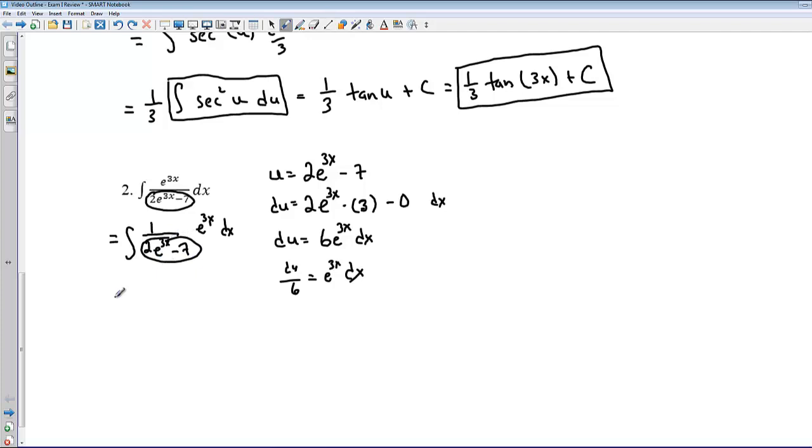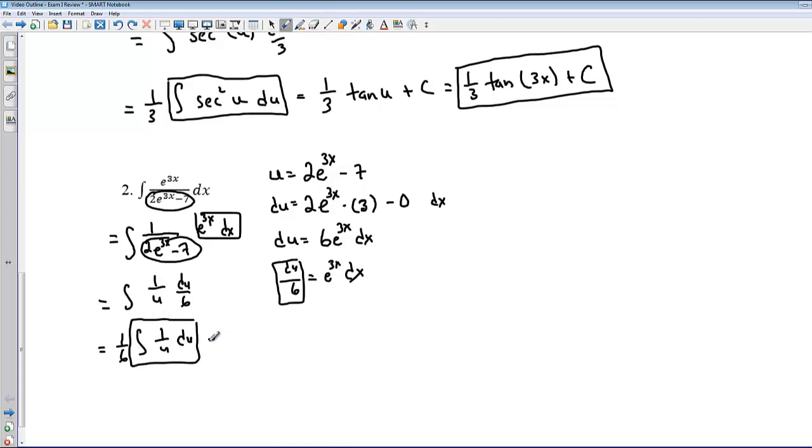So the idea is if you just flip that over on the other side, I have the integral of 1 over u. And then this is really my du divided by 6. So if I flip that over, on the other side, you really have du divided by 6. And I can clean it up a little bit more, pull out that 1/6, and the integral of 1 over u du. And so finally, that's one of my types. And so I can integrate that. So that's equal to 1/6 ln of absolute value of u plus c.